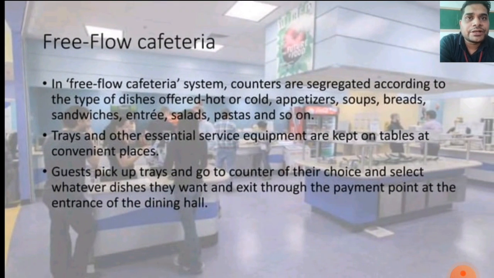Free flow cafeteria. In the free flow cafeteria system, counters are segregated according to the type of dishes offered: hot and cold appetizer, soup, bread, sandwich, entree, salad, pastas and so on. Trays and other essential service equipment are kept on a table at a convenient place. Guests pick up a tray, go to the counter of their choice, and select whatever dish they want, then exit through the payment point at the entrance of the dining hall.